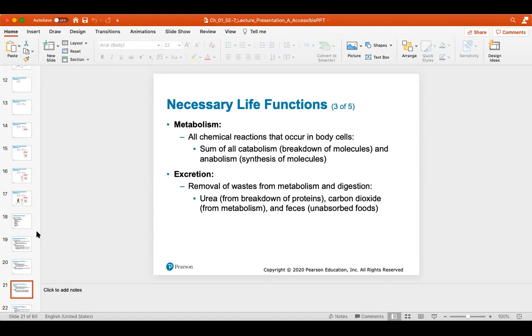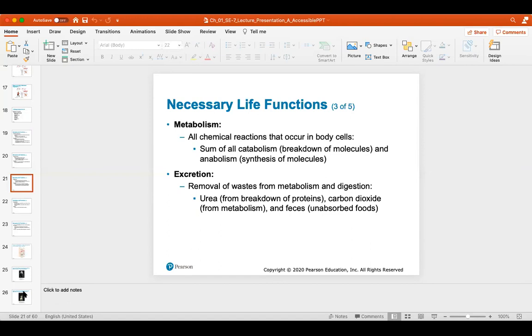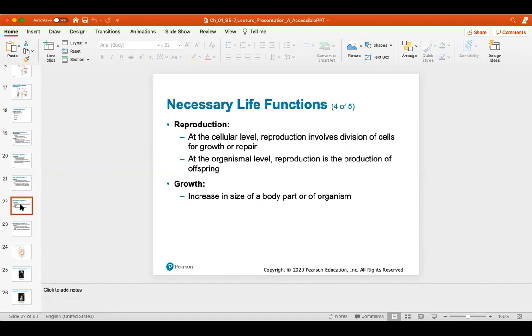Excretion is the removal of wastes from metabolism and digestion: urea from the breakdown of proteins, and carbon dioxide, which is a waste product from metabolism that your cells go through to create energy. And we get rid of carbon dioxide by exhaling. And then feces, the excretion of waste through the GI tract. Reproduction, the division of cells for growth or repair, is at the cellular level. And then at the organismal level, it's the production of offspring.